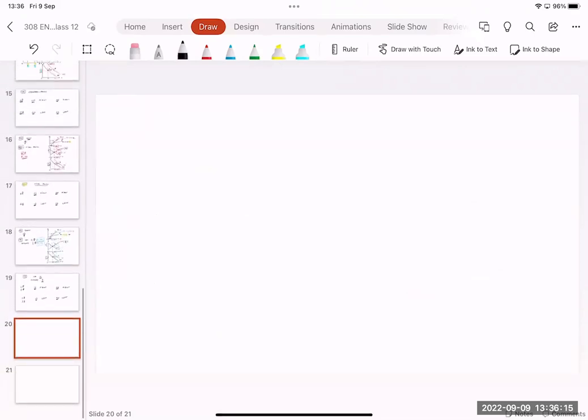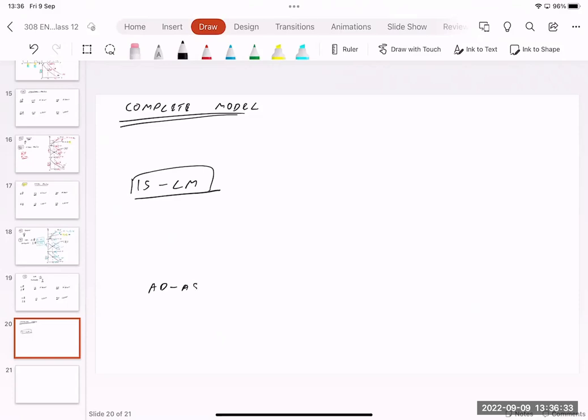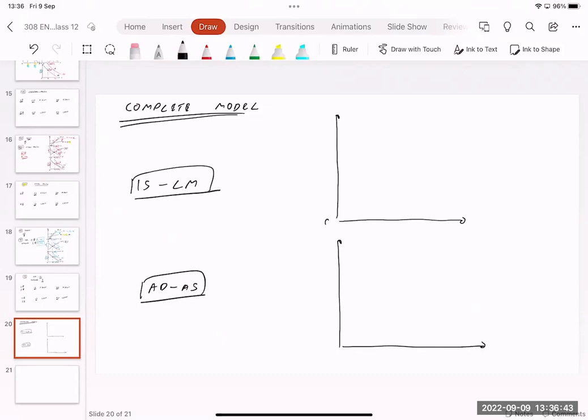So finally, we're gonna have the complete model. I can connect the IS and LM model together with the aggregate demand and aggregate supply model by drawing two graphs, one on top and one on the bottom. On top, this one is gonna be the IS and LM curve.